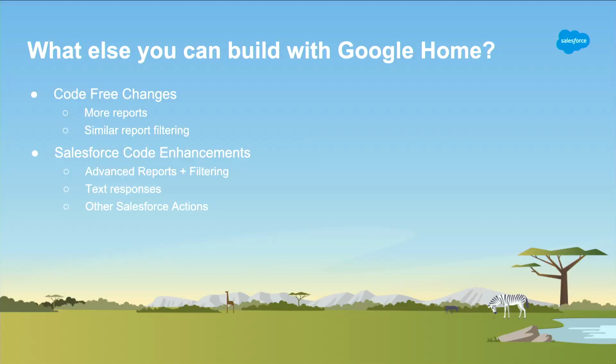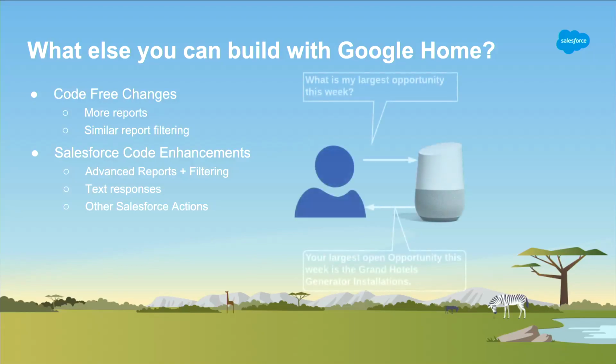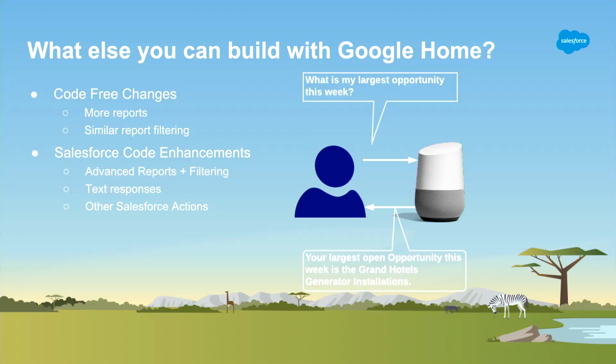And beyond just using a Visualforce page, there are also text responses that you could build out. You could ask the Google Home, what is my largest opportunity for this week? Then that information will be sent over to Salesforce, a query would run, and then it would return information such as, your largest open opportunity this week is the Grand Hotels generator installation, as a quick text response versus having to have the Visualforce page that we showed you today. There are also other Salesforce actions that you could perform, such as opening a new Visualforce page, navigating to a specific record, or even using the utility API and the Lightning console to navigate around within the Lightning experience.